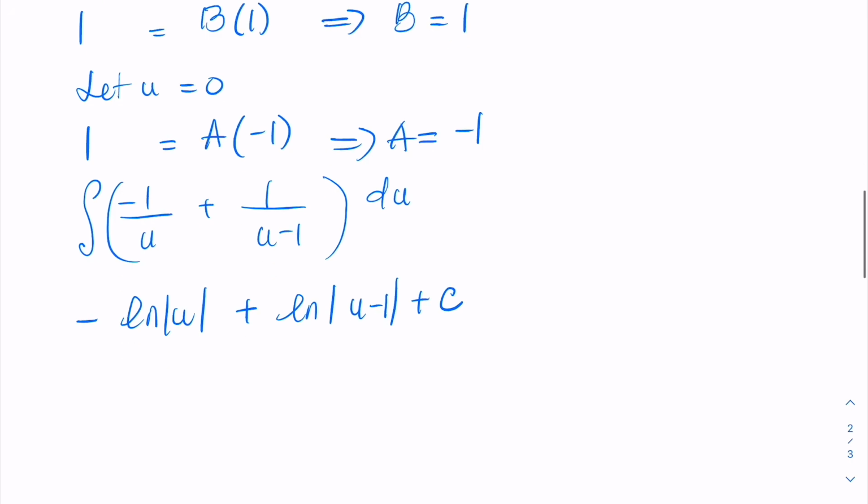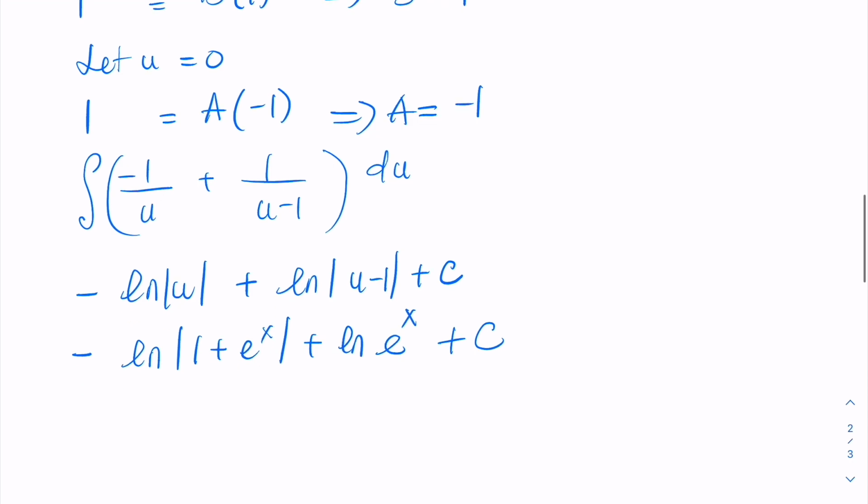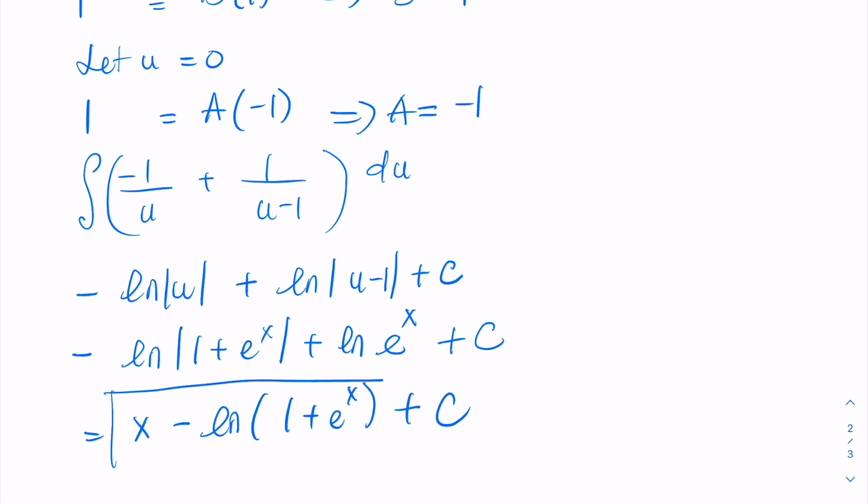And then I could just go back and put the 1 plus e to the x in. So I get negative ln 1 plus e to the x power plus ln e to the x power plus C. We can definitely simplify this part right here. So I should get x minus ln 1 plus e to the x plus C. And that's my final answer.